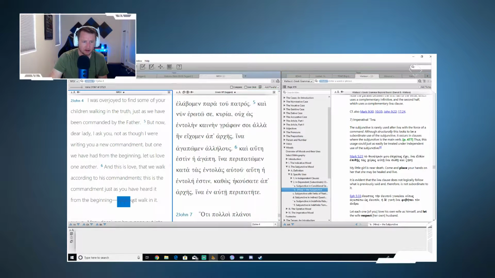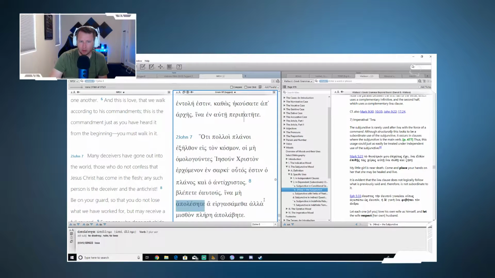I don't think the NRSV has this right. I'm making it too strong. All right, we will pick up at verse 7 next time. I've got to go start working on the Hebrew stuff.